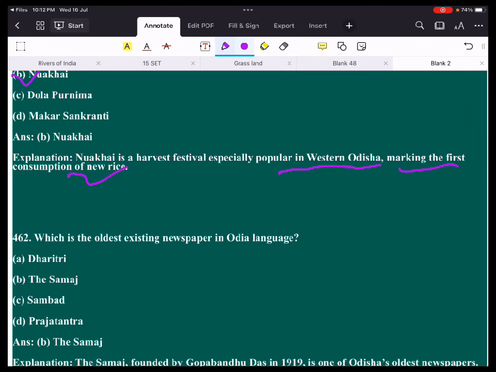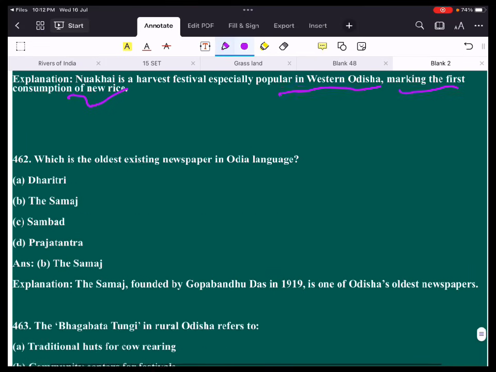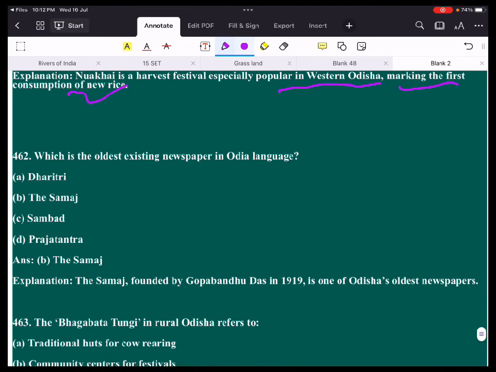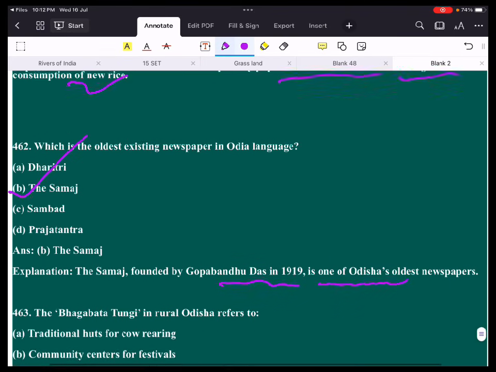Which is the oldest existing newspaper in the Odia language? That is Samaj. The Samaj was founded by Gopabandhu Das in 1919. It is one of Odisha's oldest newspapers.